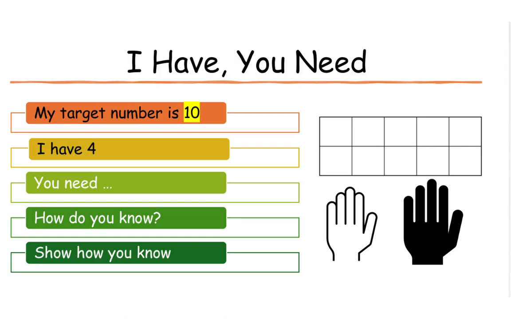So we were using the thinking routine I have, you need, and the target number was 10, and I said I have 4, how many more do I need to reach 10? Now most of the students knew their rainbow facts, so they could pretty quickly come up with 6. 4 and 6 equals 10.